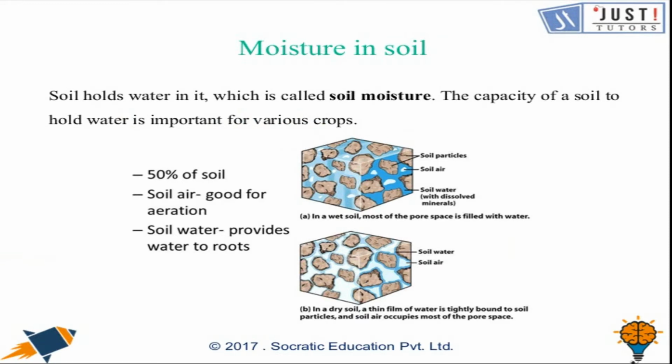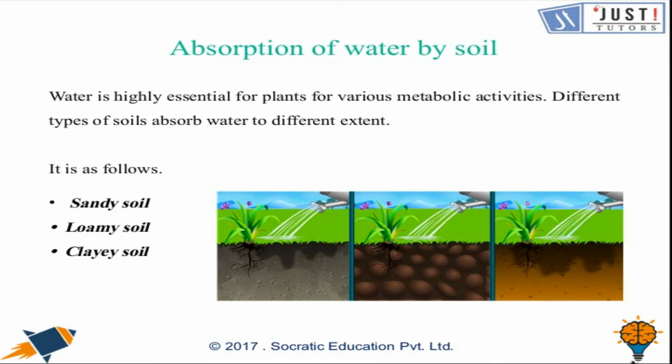One of the most important characteristics is the moisture content in the soil. The capacity of a soil to hold water is important for different crops. We have two kinds of soil there as well. One is wet soil where the spaces are filled with water, and one is dry soil where the spaces are filled with air. Absorption of water in the soil is one important characteristic as well. The sandy soil has the highest tendency of absorbing water, followed by loamy soil and then clay soil.